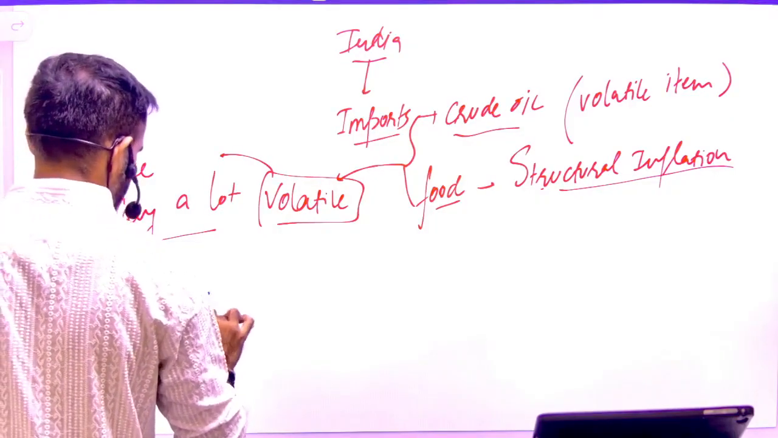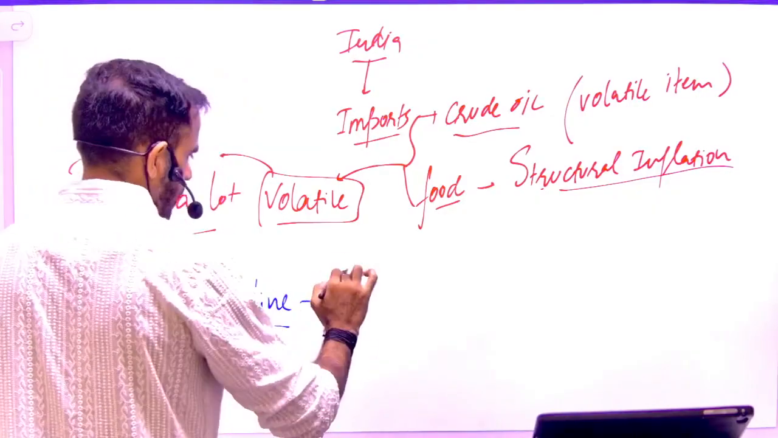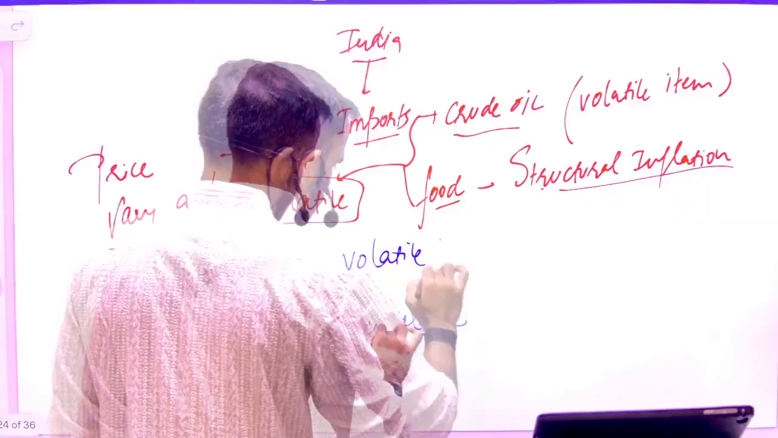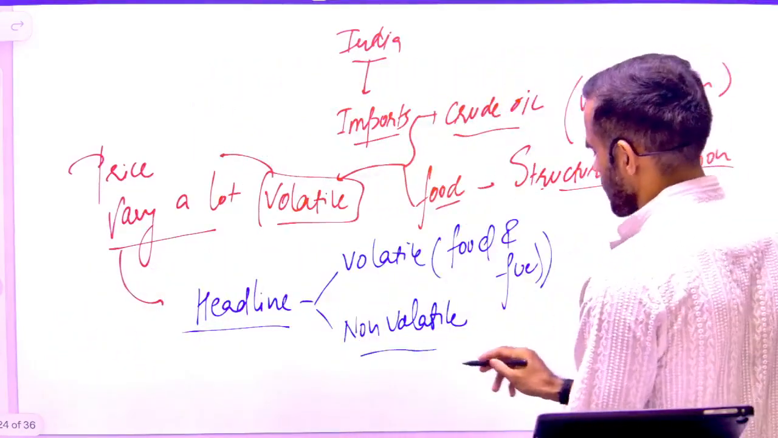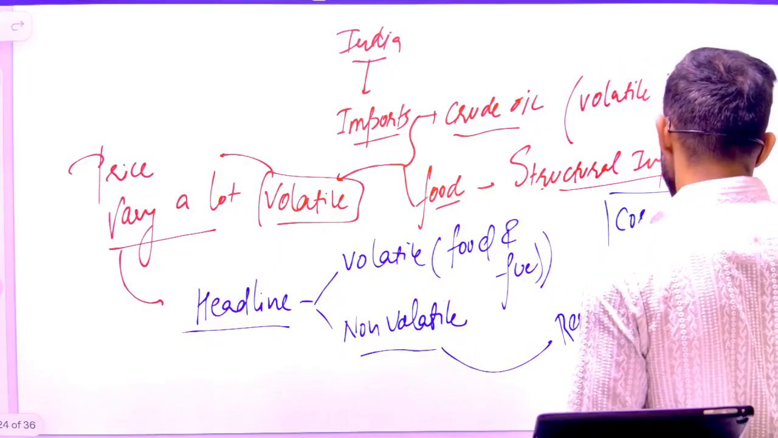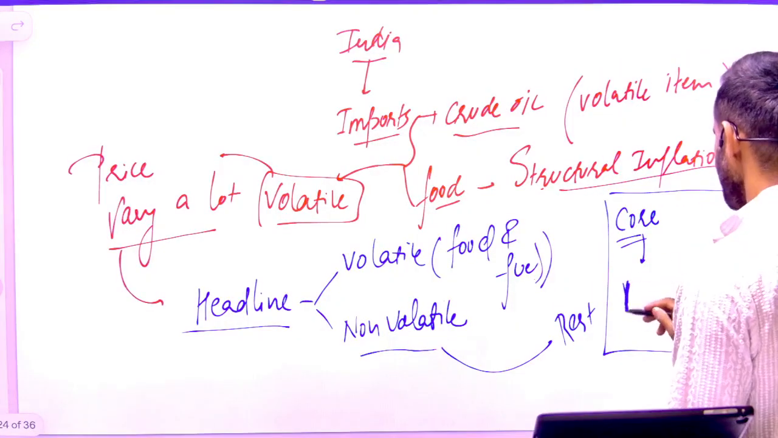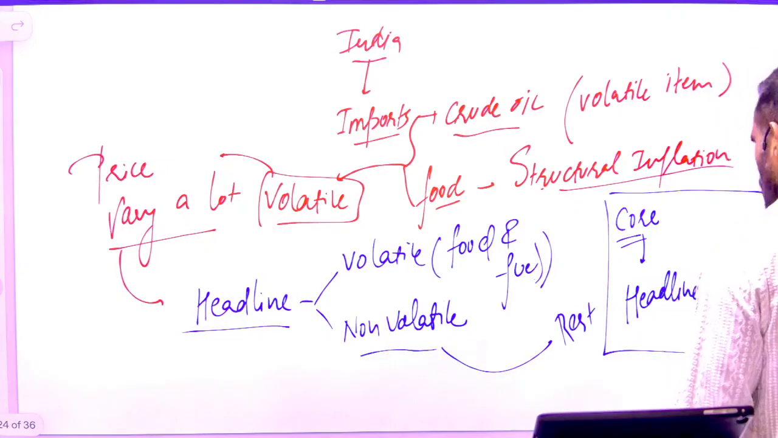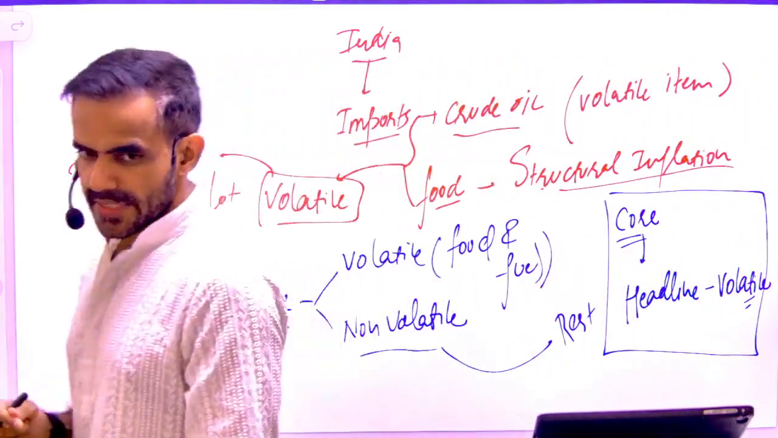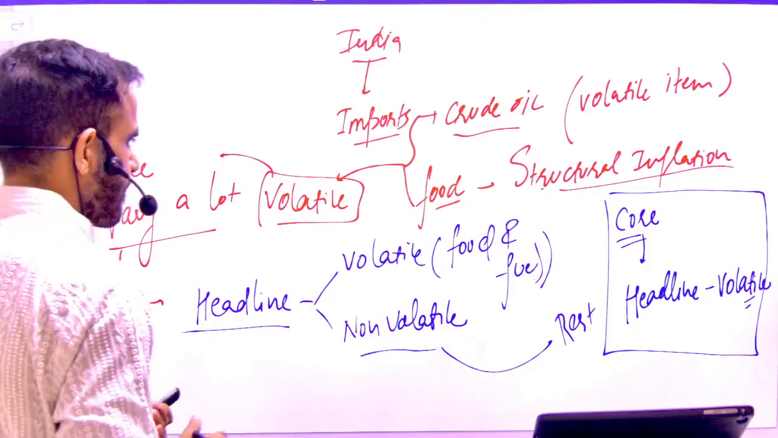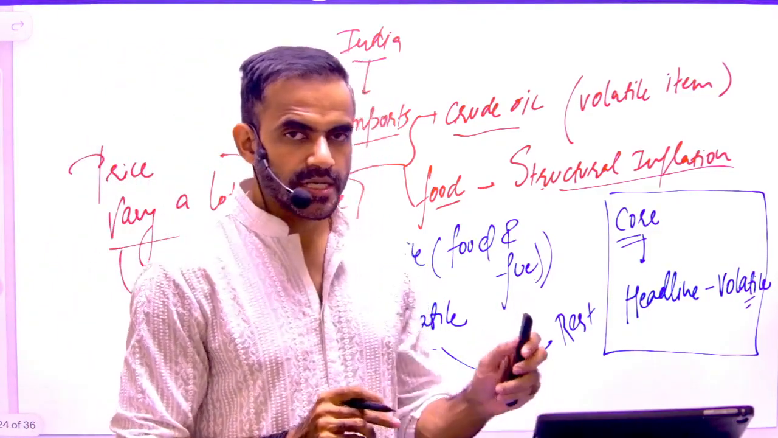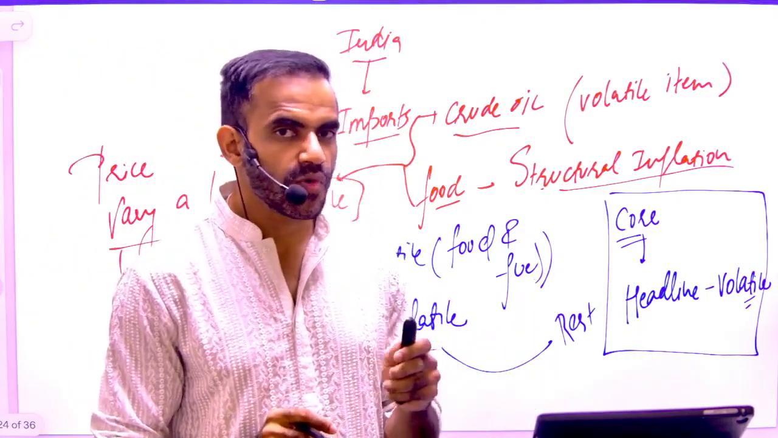One is headline inflation. Headline inflation will have volatile plus non-volatile. What are volatile? Food and fuel. What are non-volatile? The rest of the items are non-volatile. What is core inflation? Core is basically headline minus volatile. Or in a very simple sense, we are trying to measure the inflation in the case of items except food and fuel. So a very simple question can be asked in UPSC prelims: which of the following is not covered in core inflation? Please remember, core inflation does not cover volatile items such as food and fuel.